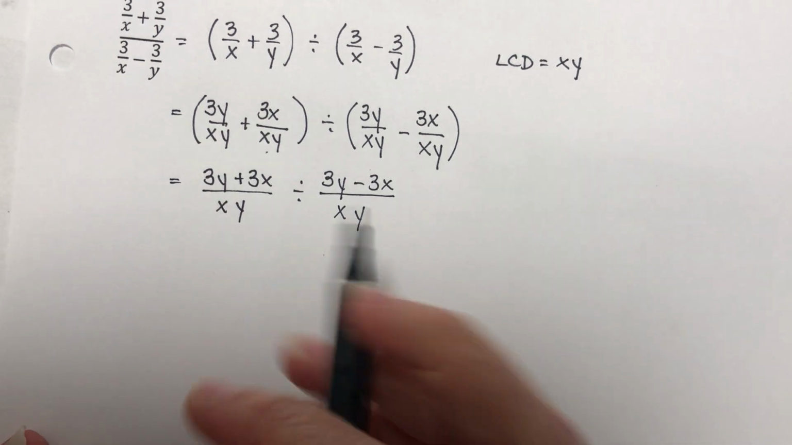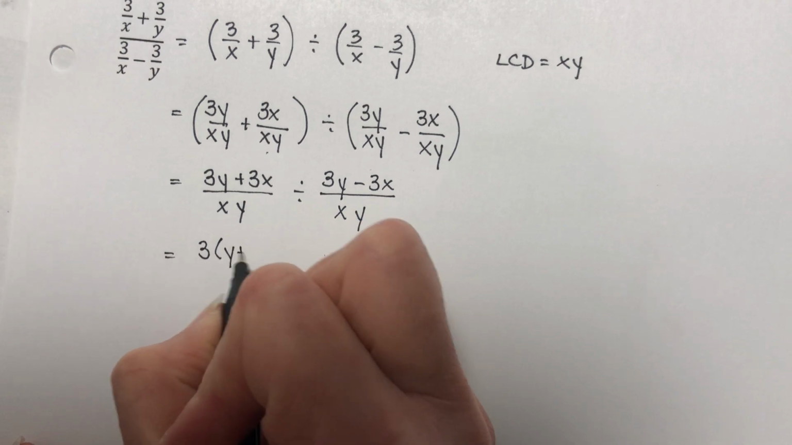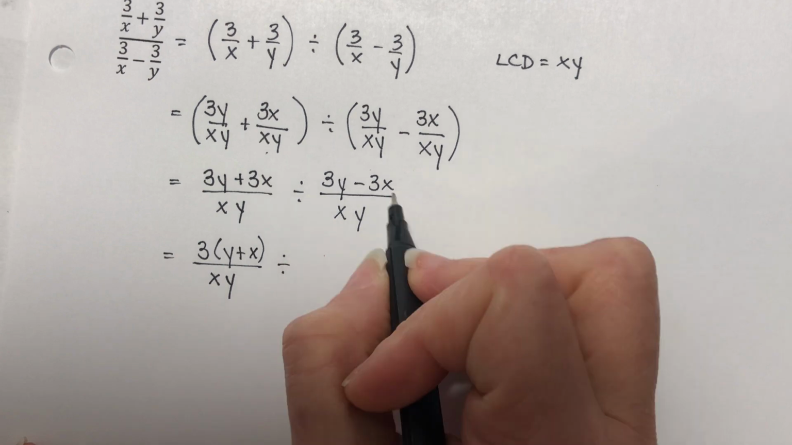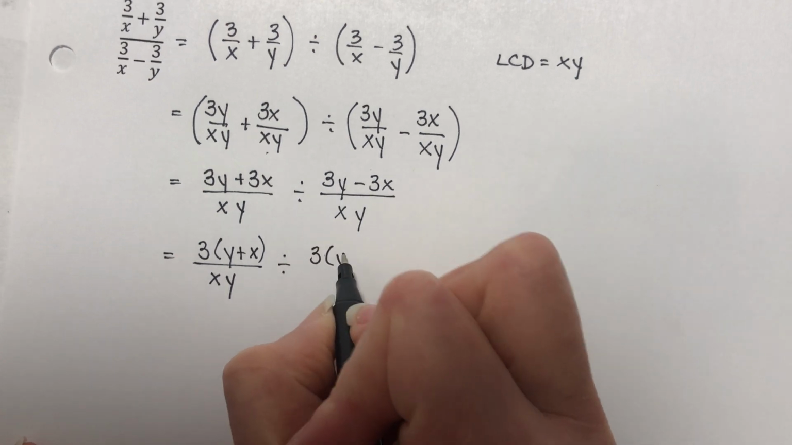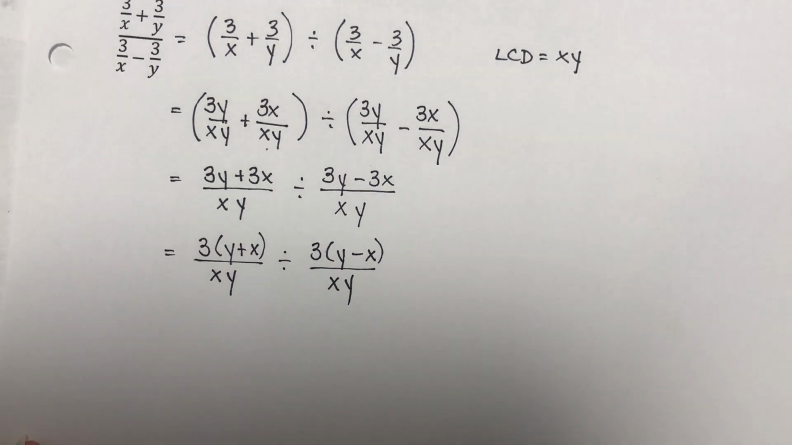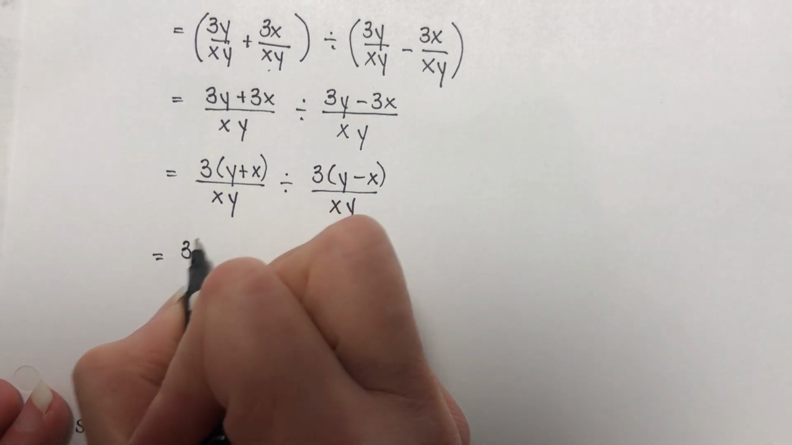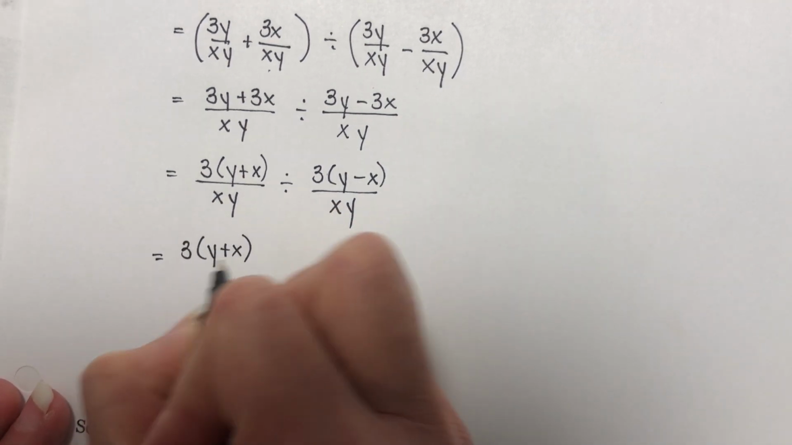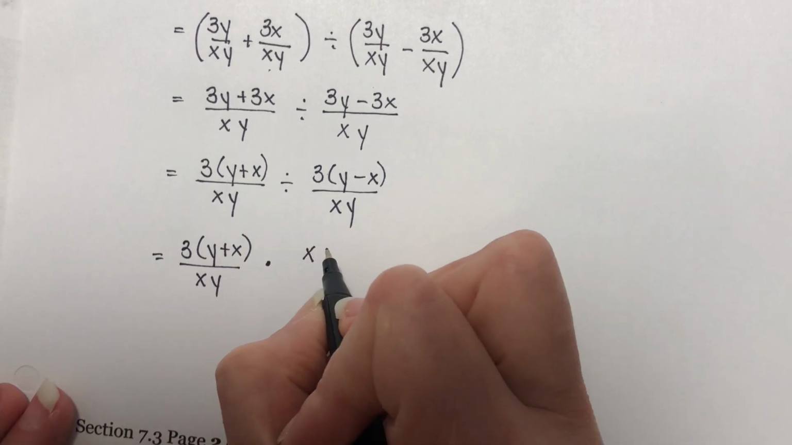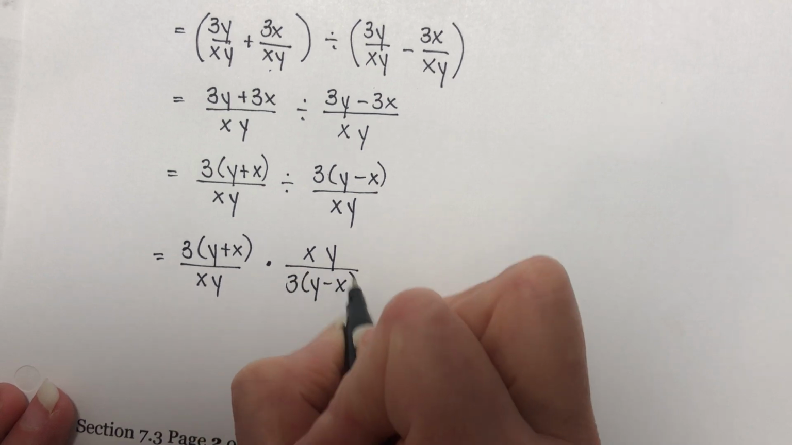Let's factor those numerators. I can factor a 3 out here. 3 times y plus x over xy divided by, again, factor out a 3, y minus x over xy. Okay, now keep it, change it, flip it. This is 3 times y plus x over xy. Change to multiplication and flip this one, xy over 3 times y minus x.